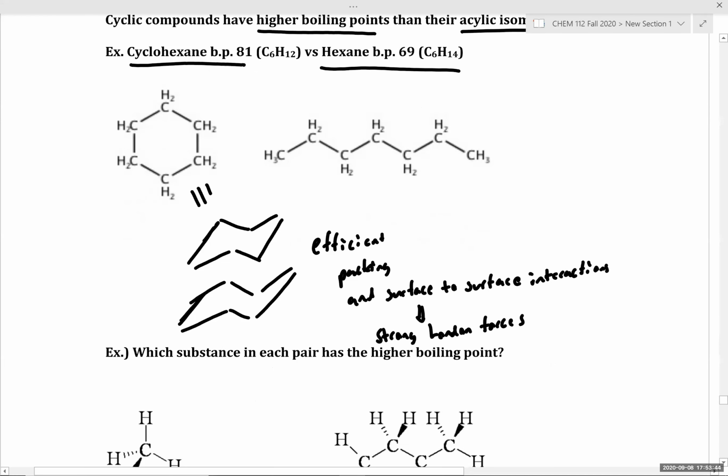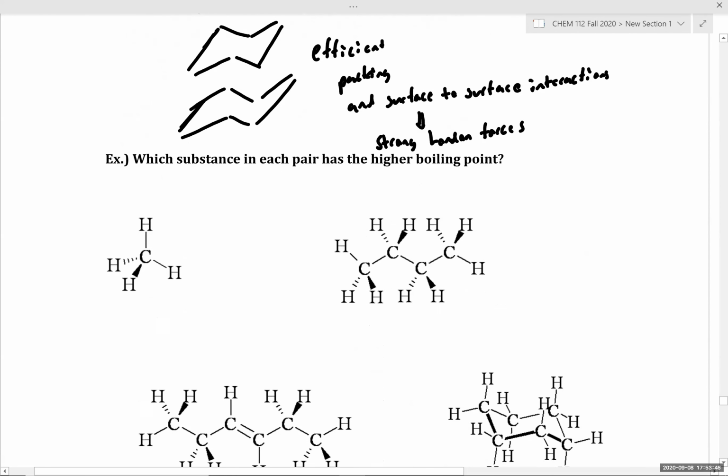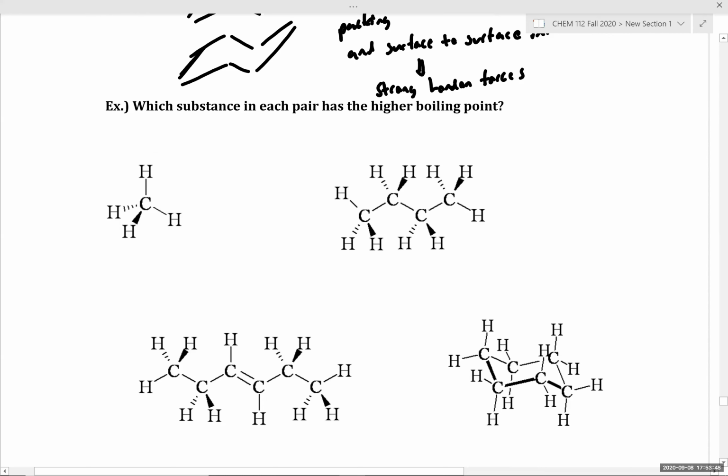So we're going to apply what we've learned now, and we're going to take a moment to look at these two examples. So we have example 1 and 2. So we have A and B, and then C and D.